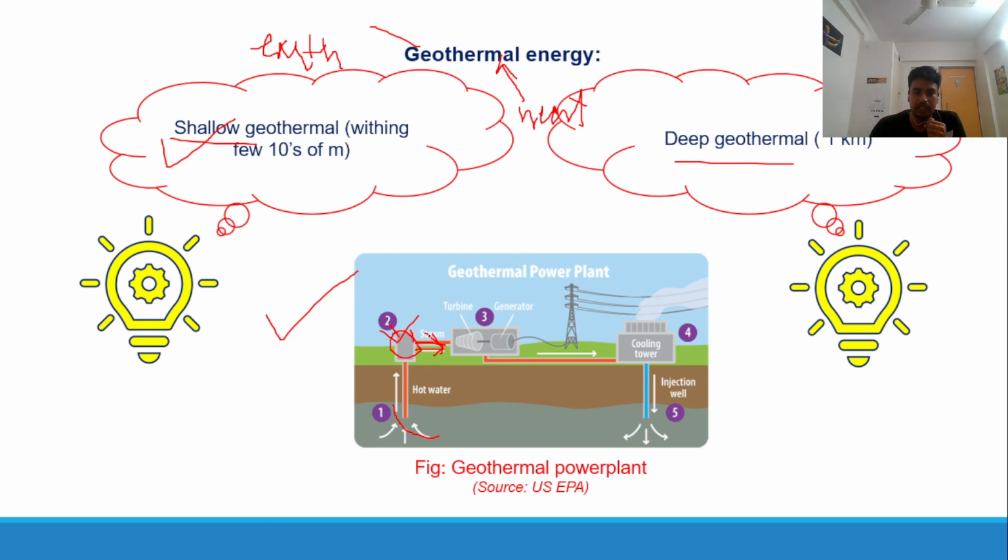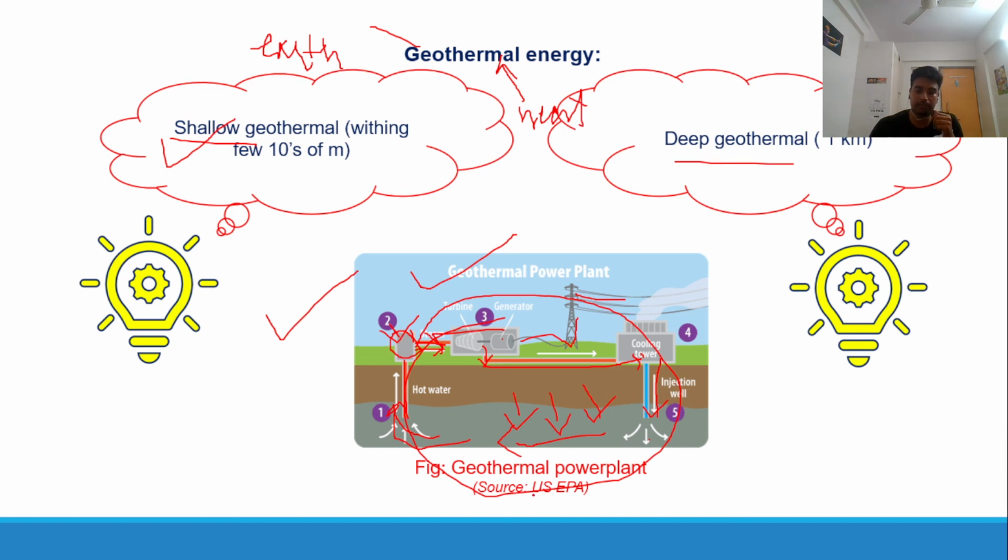100 degrees Celsius. It passes through the turbine. Then the turbine is coupled with a generator. It produces power, electricity, which is fed to the grid. The steam is then passed through the cooling tower. It is cooled and then injected back into the well, where it absorbs the heat of the earth. Then it gets heated again, gets sucked in again, and the whole cycle repeats. That's how a geothermal power plant works.